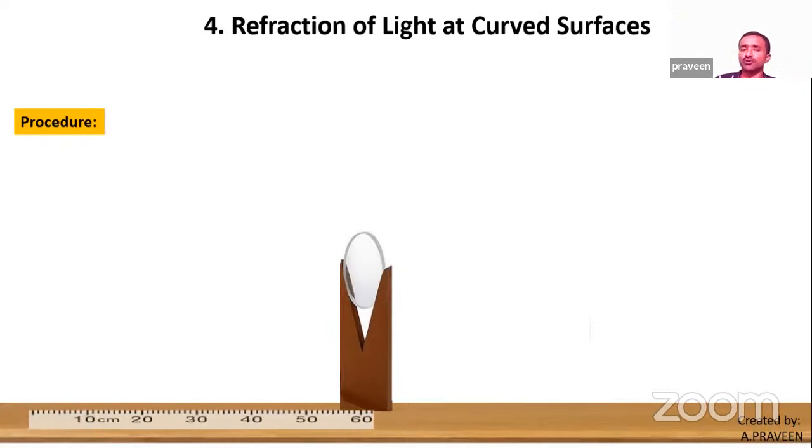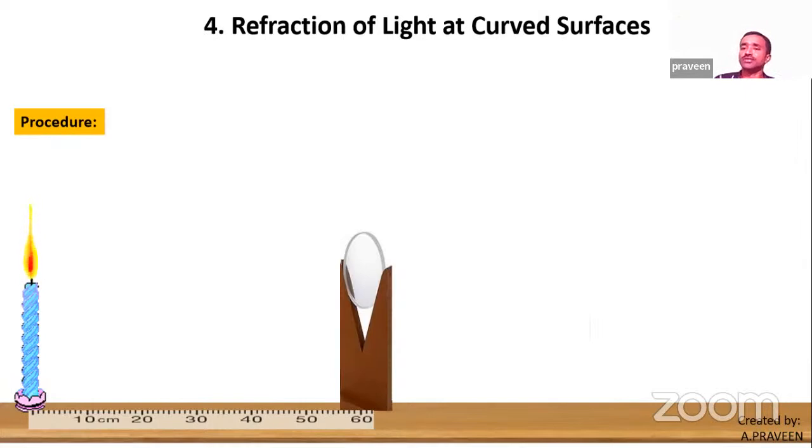So here I am going to place the object exactly at 60 centimeters distance from the lens. That distance I have shown on the screen. The object, the lighted candle, you have to place at 0 of the scale. So 0 to 60, that gap is maintained between the object and the lens.